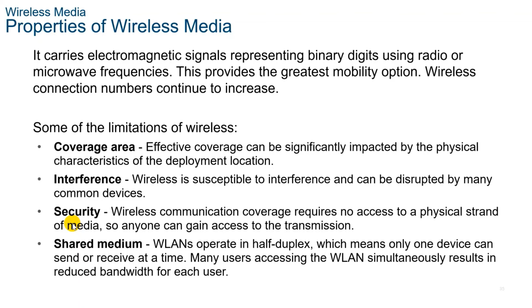Okay, so the last one is a shared medium. Wireless LANs operate in half duplex, which means only one device can send or receive at a time. So the wireless medium is shared amongst all wireless users. Many users accessing the wireless LAN simultaneously results in reduced bandwidth for each user. Although wireless is increasing in popularity for desktop connectivity, copper and fiber cable are the most popular physical layer media. Okay?